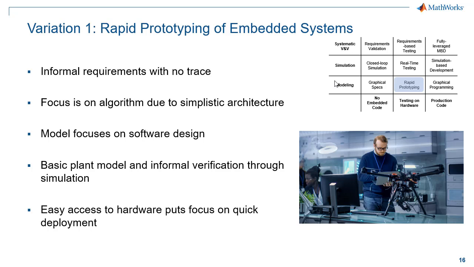The first one I'll talk about is what I refer to as the rapid prototype. So this is the case where you just want to get something out the door. You're not so concerned about making sure that you cross your T's and dot your I's. So in this sort of workflow, you would have informal requirements. You would not bother with traceability for those requirements. You would probably skip System Composer and go straight into Simulink because your architecture doesn't warrant needing to go through the System Composer step.